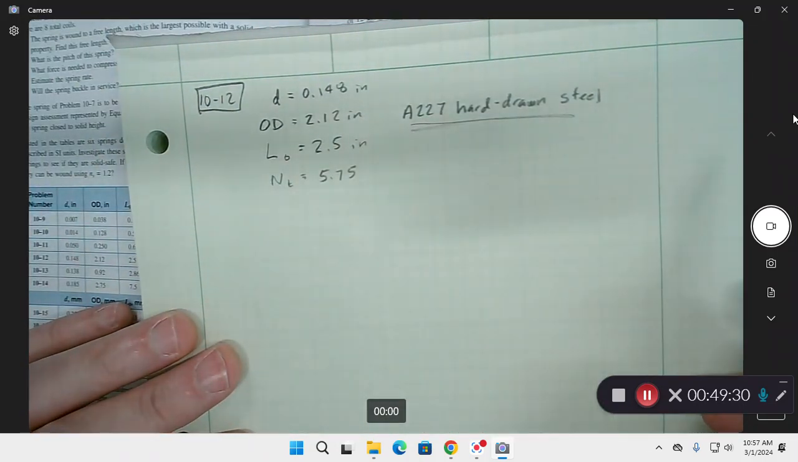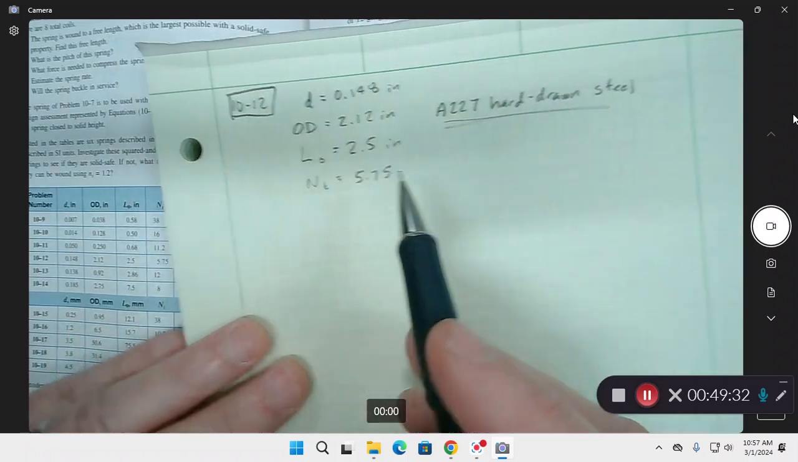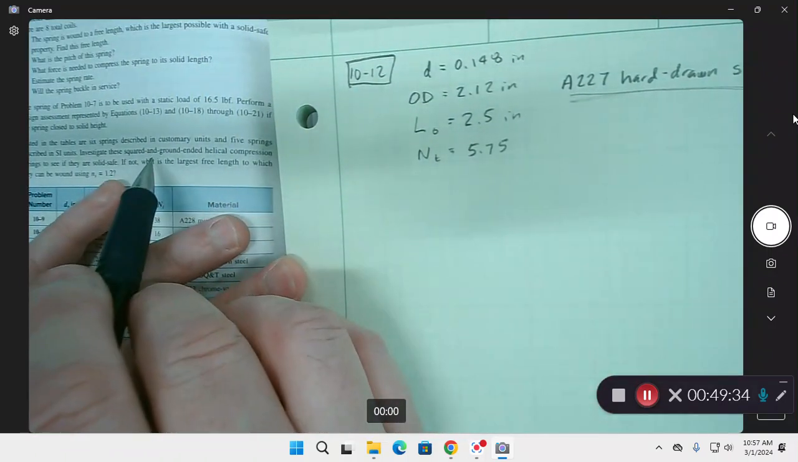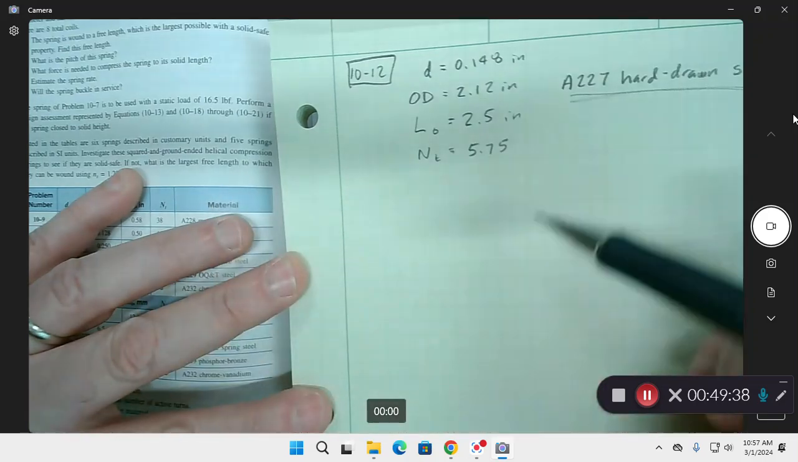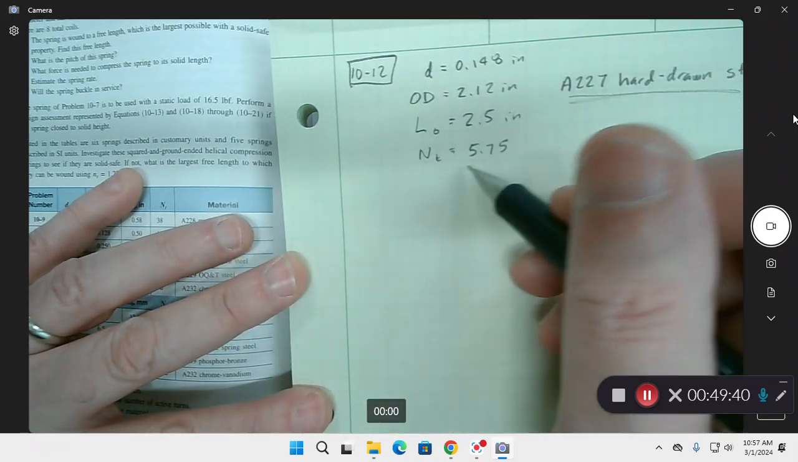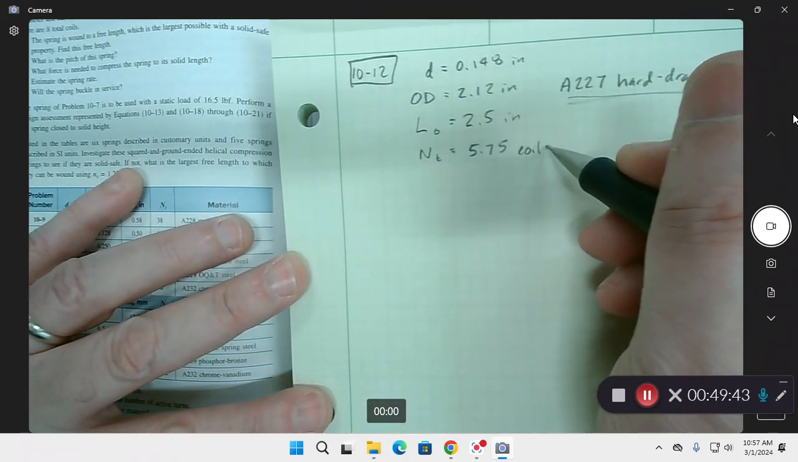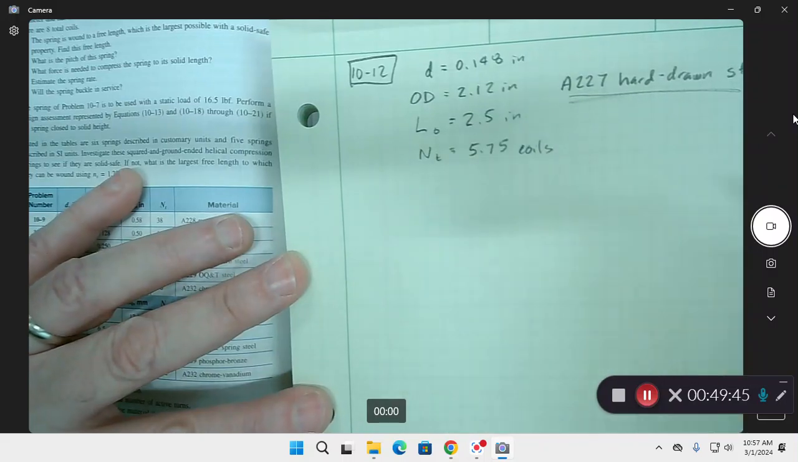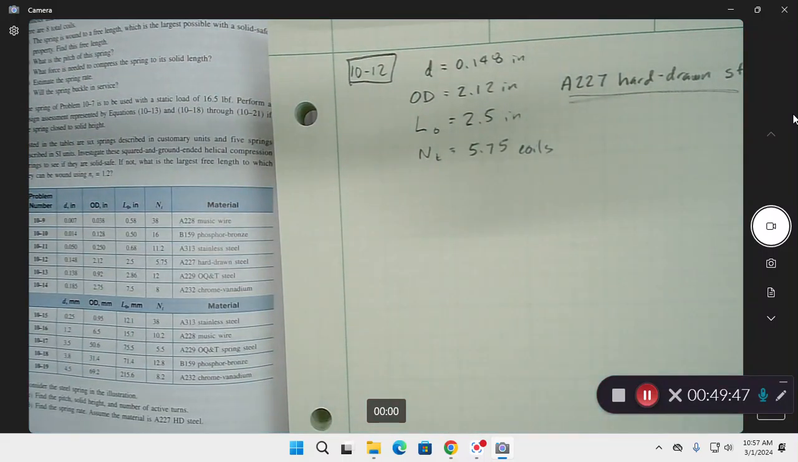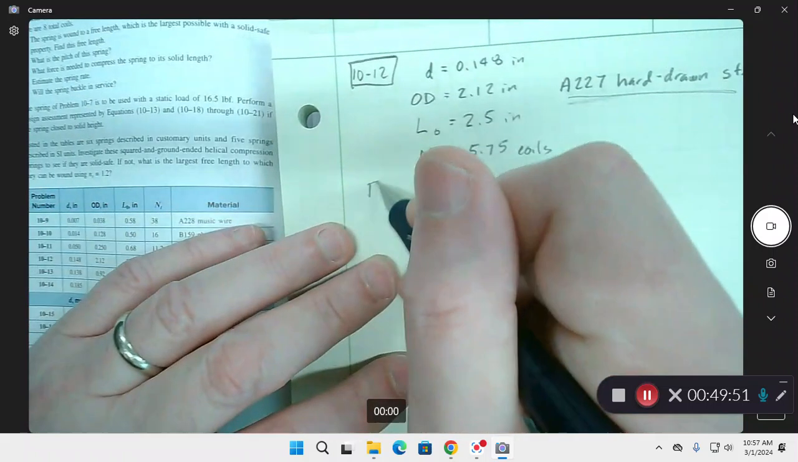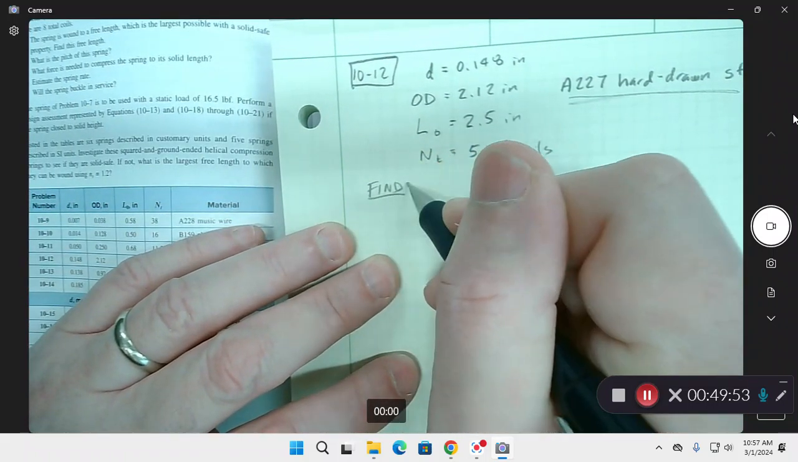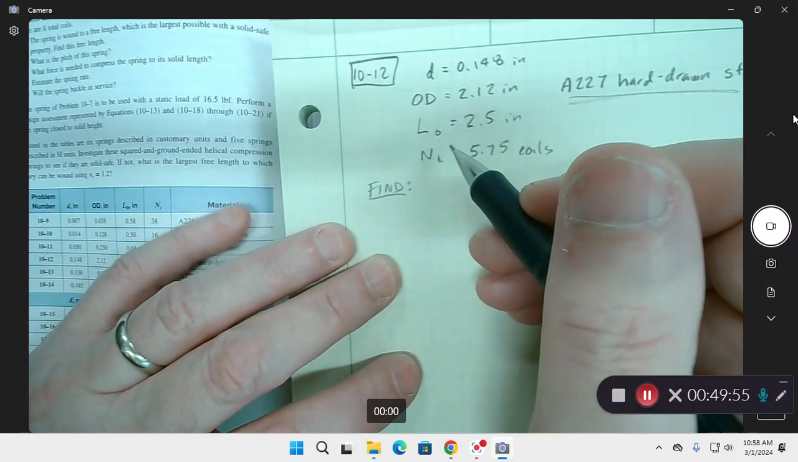Okay, so we got this material. We might want to find those things first. We also found that these were squared and ground-ended helical compression springs. So those are things we might want to look at to find the number of active coils. Either place is a good place to start, is to look up the table. I should also write the find, just to remind ourselves so we can go through the thought process.